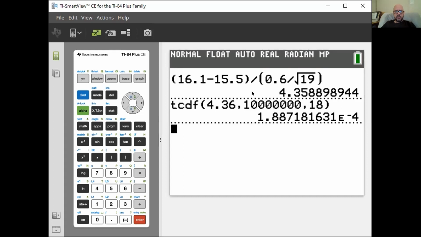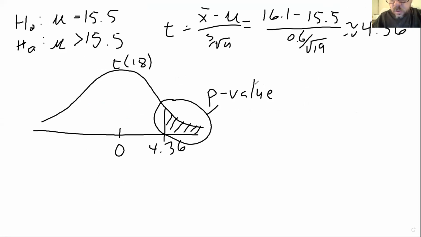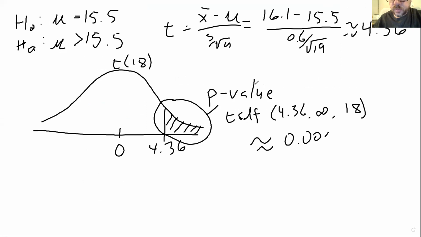So what I have here is my p-value, which is tcdf of 4.36 up to infinity with 18 degrees of freedom, which is about equal to 0.000189. Right, so very small.